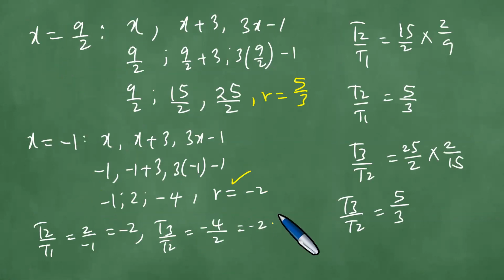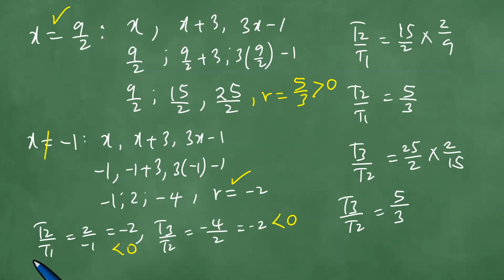So here the common ratio is negative, and this is also negative. Which means therefore that we're not going to accept this one here. So x can only be this, right? We don't accept that because the common ratio must be positive. And here the common ratio is 5/3, which is positive.